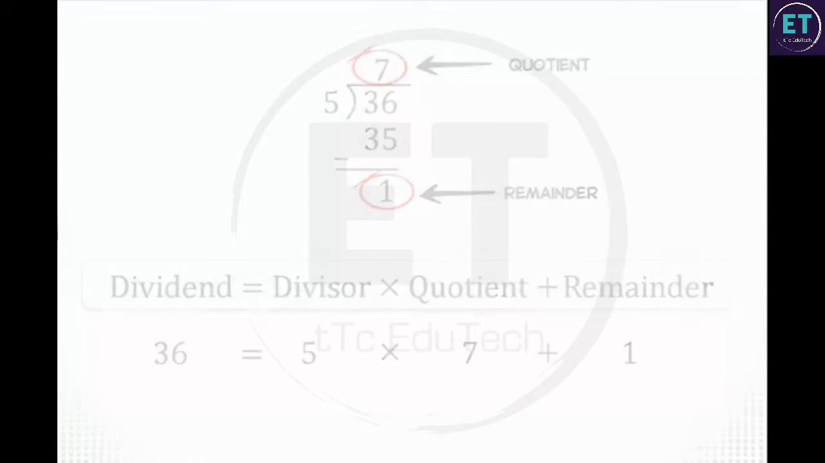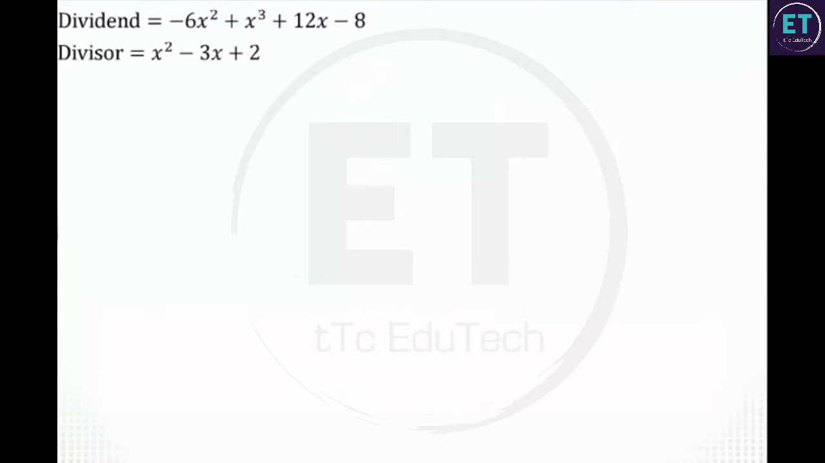Suppose we have polynomials as the dividend and divisor. To perform the division, first we arrange the terms of dividend and divisor in decreasing order of their degrees. Thus, the dividend becomes x cubed minus 6x squared plus 12x minus 8.